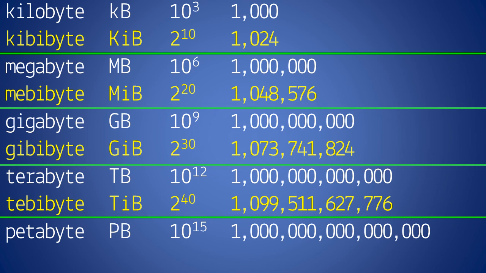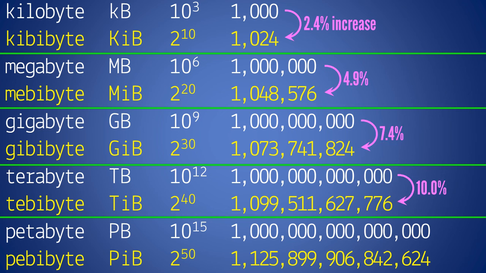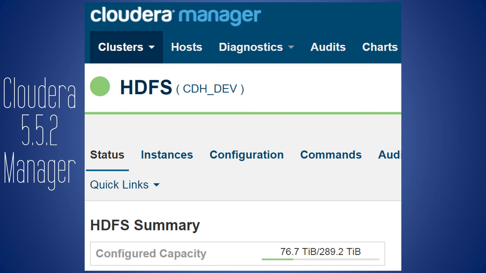Gibibyte, tebibyte, and pebibyte are also defined with base 2 numbers. You can see why decades ago kilobyte was used as a close approximation for 2 to the 10th power, because 1024 is only 2.4% larger than 1000. But as storage sizes increased, it no longer made sense to use metric units because the gap between reality and the approximation grew significantly. Here's an example from another Cloudera app named Cloudera Manager, which shows that 76.7 tebibytes out of 289.2 tebibytes have been used.